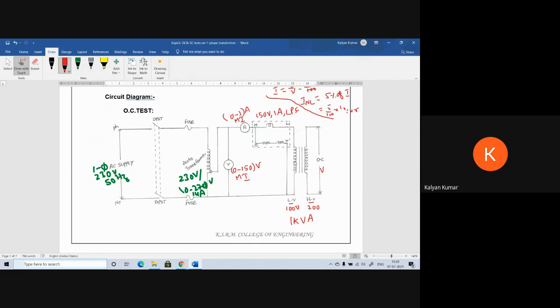Now, as the maximum current is 1 amp, the fuse rating is 1 amp. But in our lab, we do not have any 1 amp fuse. So, the minimum fuse is 2 amps. So, I'm using a 2 amps fuse here.